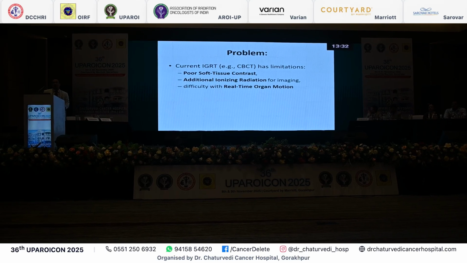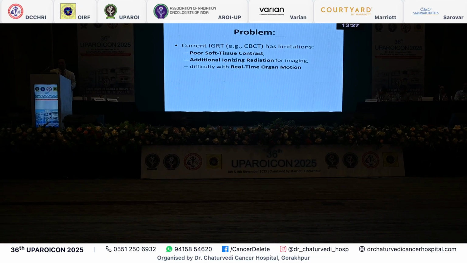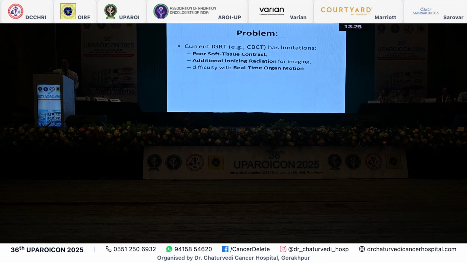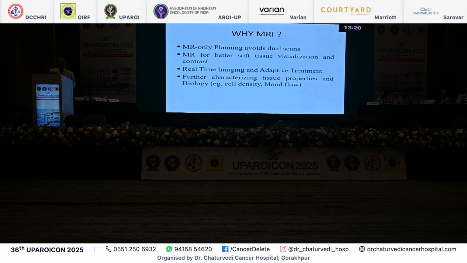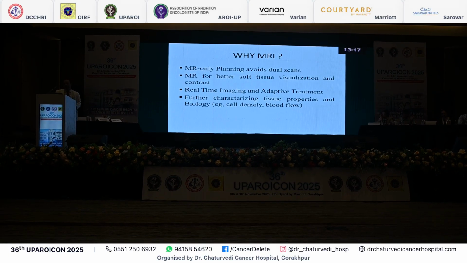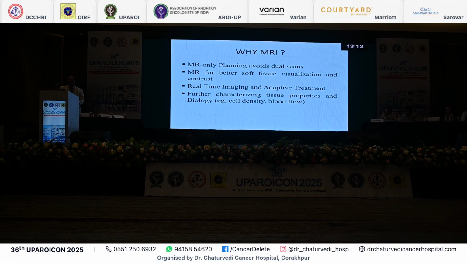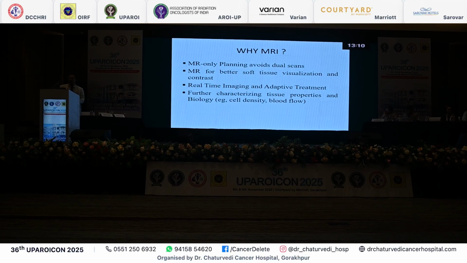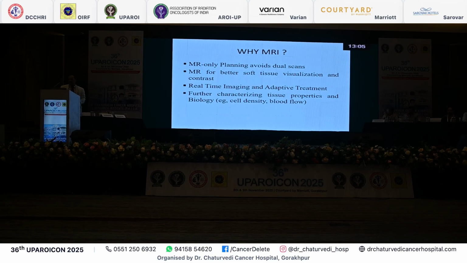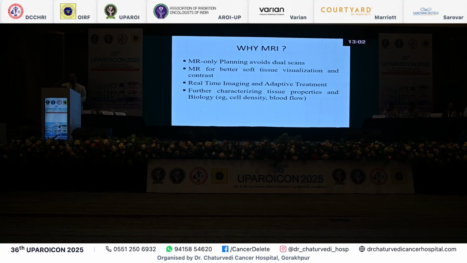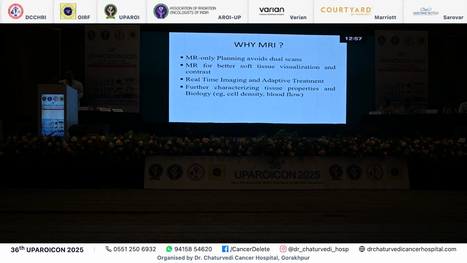With CT-guided or CBCT, it has some limitations like poor soft tissue contrast, additional ionizing radiation for imaging, and difficulty with real-time organ motion and adaptation. So why do we need MRI? Because we can do MR-only planning, which avoids dual scans with CT. It also avoids that extra radiation dose, and gives better soft tissue visualization, contrast, real-time imaging and adaptive treatment. Further characterization of tissue biology is also possible with MRI.